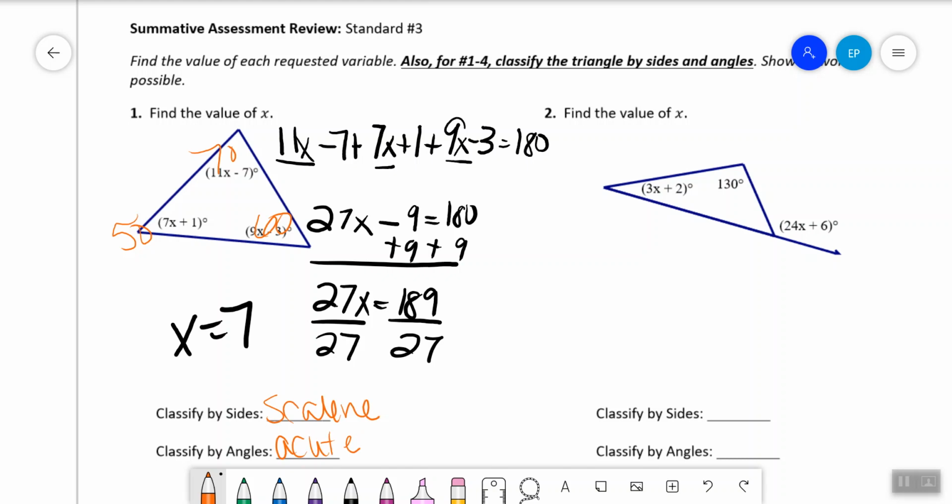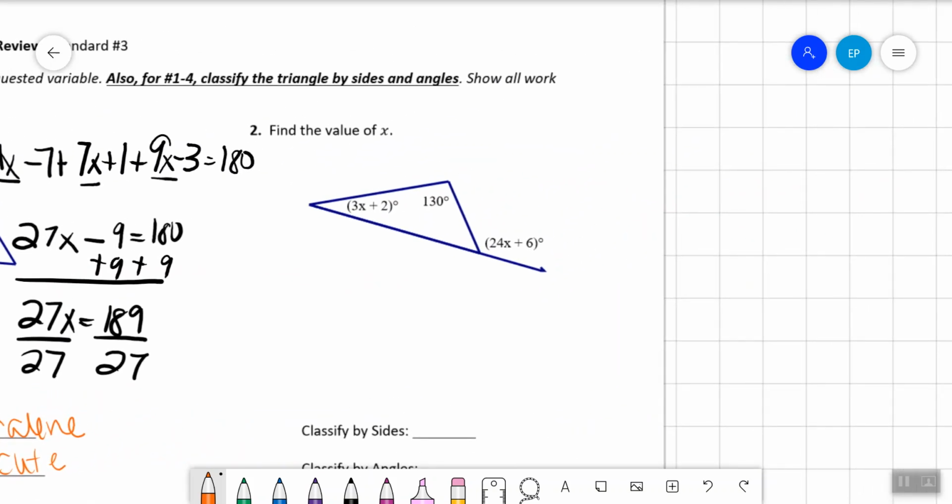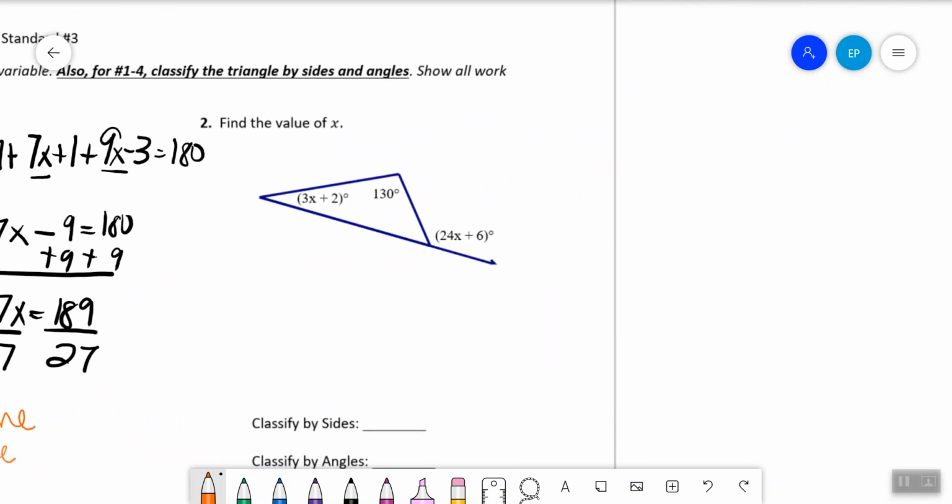Alright, number 2. Find the value of x. This is the exterior angle theorem. I put my finger on the adjacent angle to my exterior angle, and I see that I have two angles not touching. Those two angles not touching add up to equal this exterior angle.